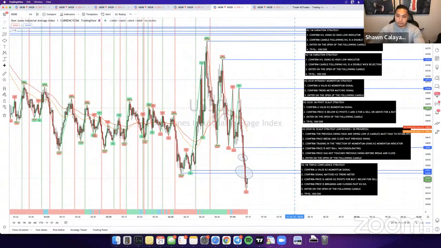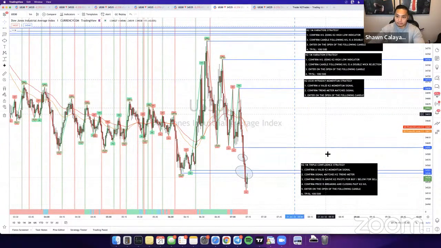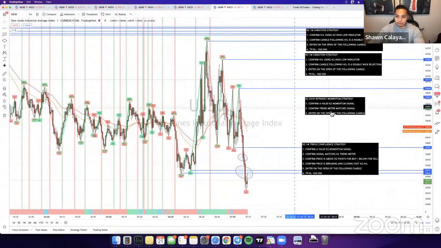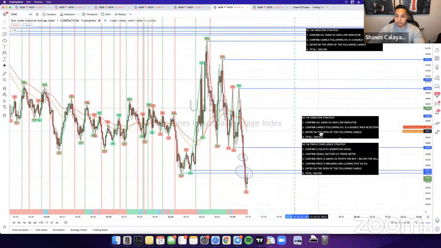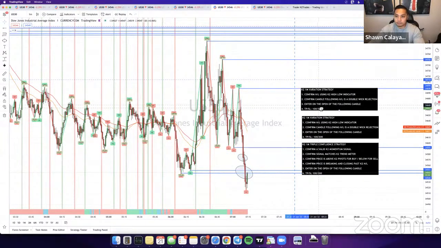For me personally, I'm only using a couple of these. I'm not using the high low by itself. I'm not using the pivot scalp by itself. I'm using the triple confluence, which is pretty much these three strategies. I've knocked it down to these three strategies right here. Basically, whenever I take these three strategies, they almost never lose.